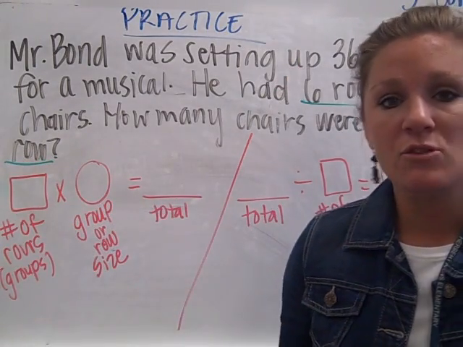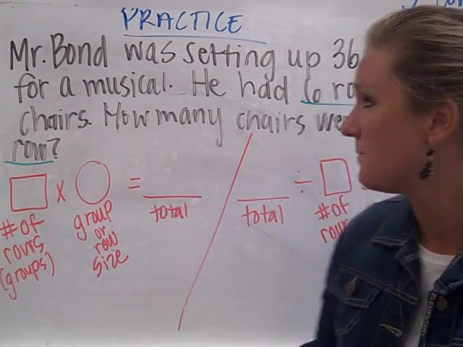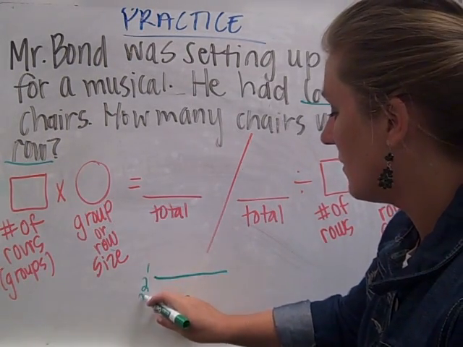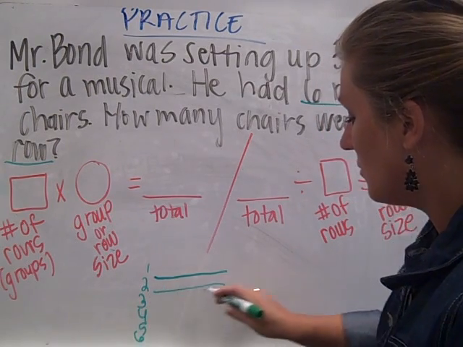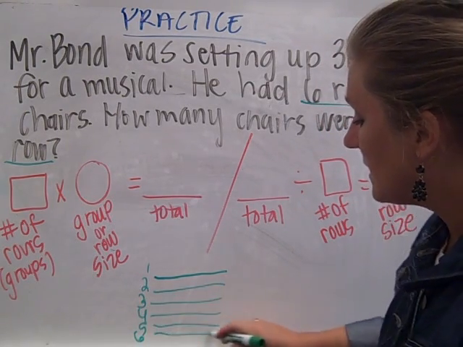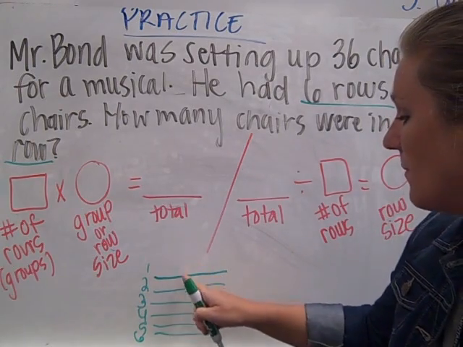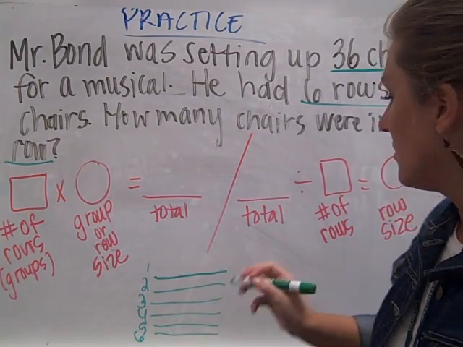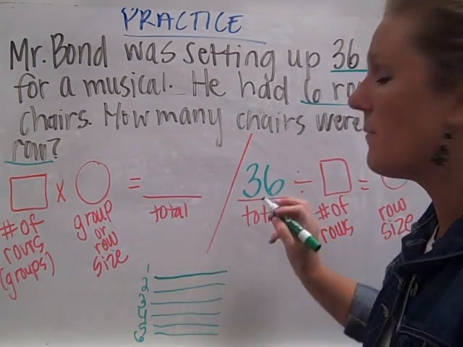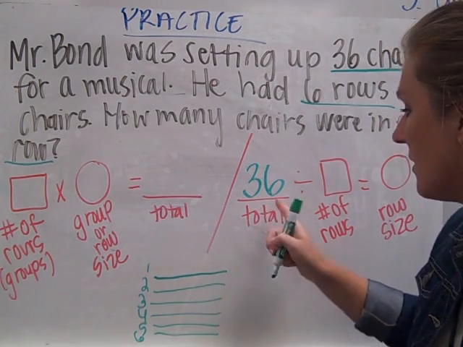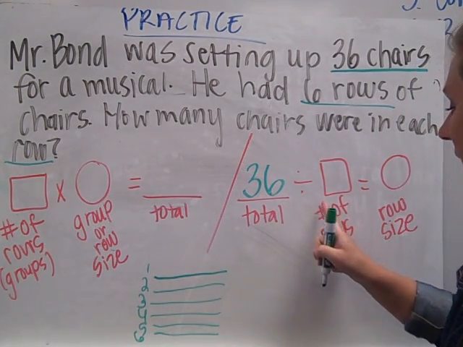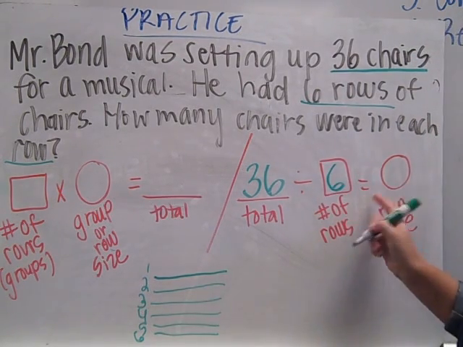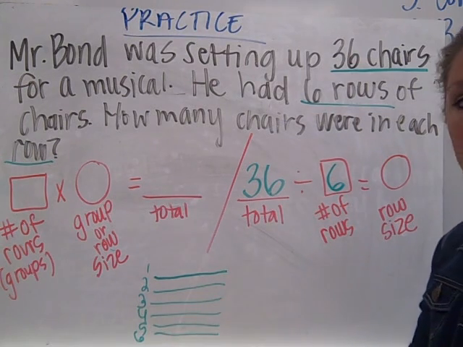So what you could do if you're a visual person is try and draw yourself a picture. I know he has 6 rows, so I could go ahead and draw that. 1, 2, 3, 4, 5, 6 rows, okay? But I need to figure out how many would be in each row. I know my total, or my dividend, so I could go ahead and put that first. Remember that the total comes first in division. So I have 36 divided by, well, I know my number of rows, 6, equals, I just need to figure out how many are going to be in each row.